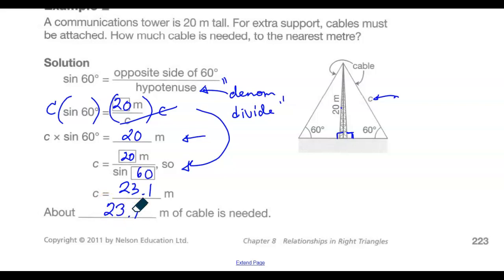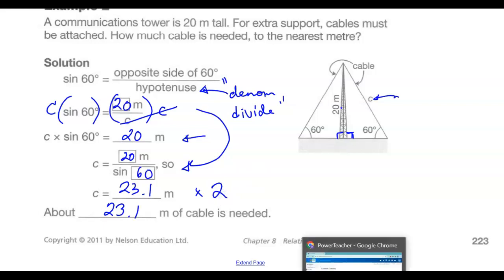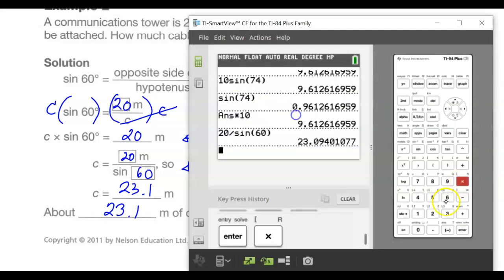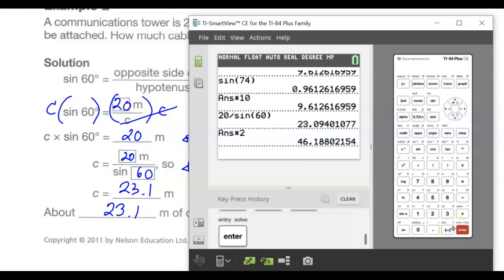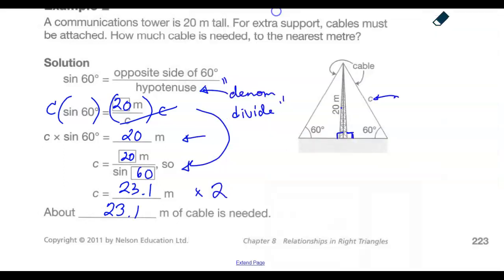Doesn't say what to round to. We'll go to the nearest tenth. But 23.1. So that is C. So now we need to multiply that by 2. So in your calculator, just leave it there. Don't round it. Multiply by 2. Now it would be 46.2 because there's two sides to it, right? Okay, so that's how much cable is needed for that one.